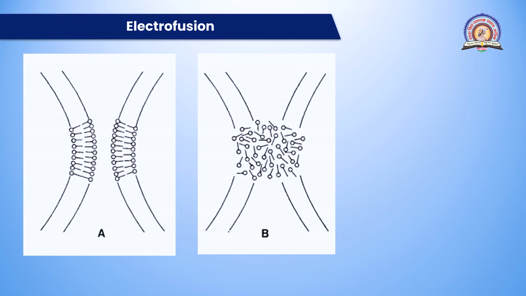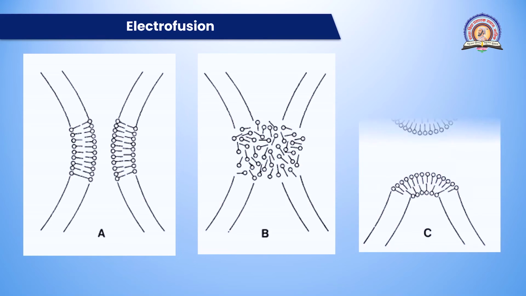In diagram B we can see that the lipid bilayers of both the protoplasts, or the cell membranes, are intermingled with each other, or have intermixed with each other. This is the result of changing the AC current into the DC current. So suddenly we change AC current into DC current, as well as increase the voltage slightly. As a result, lipids from both of the protoplasts will mix with each other, and they will appear like in this blue figure.